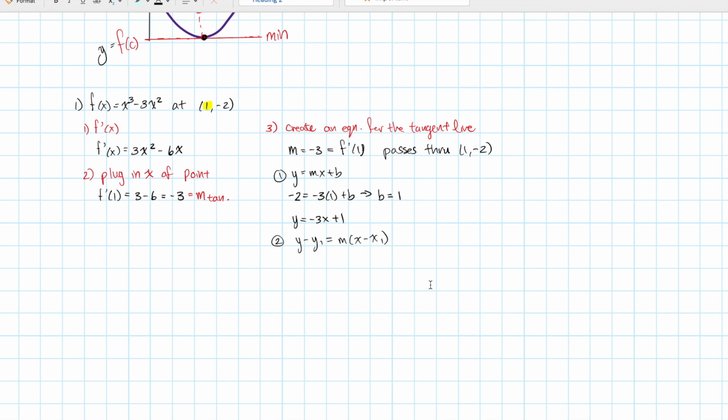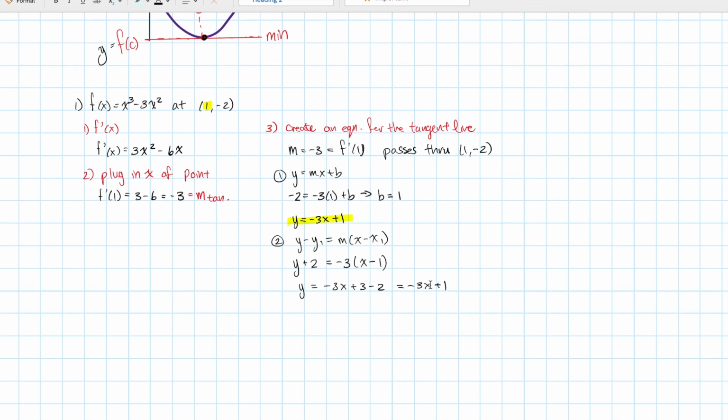In the second scenario, we're plugging things in again. We get y minus y1, which is -2, so plus 2. Two negatives make a positive. -3 is the slope, times x minus x1, which is 1. So again, we're going to move things around. We get -3x plus 3 minus 2, or -3x plus 1, which is the exact same thing that we got here. So we get the exact same answer no matter what way we solve for it.